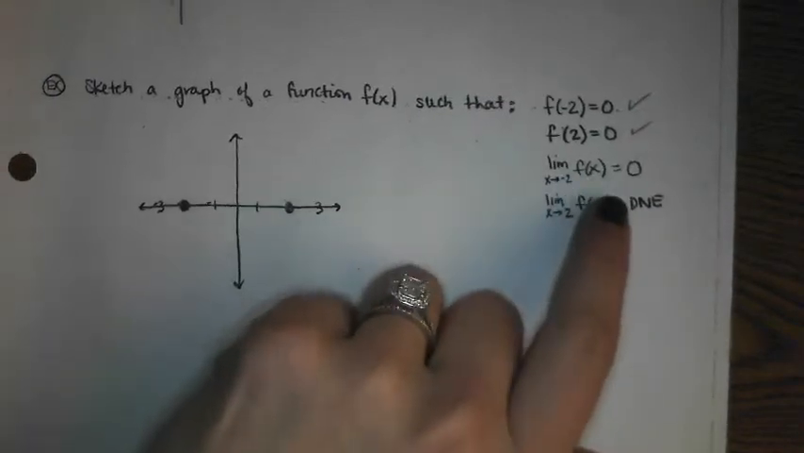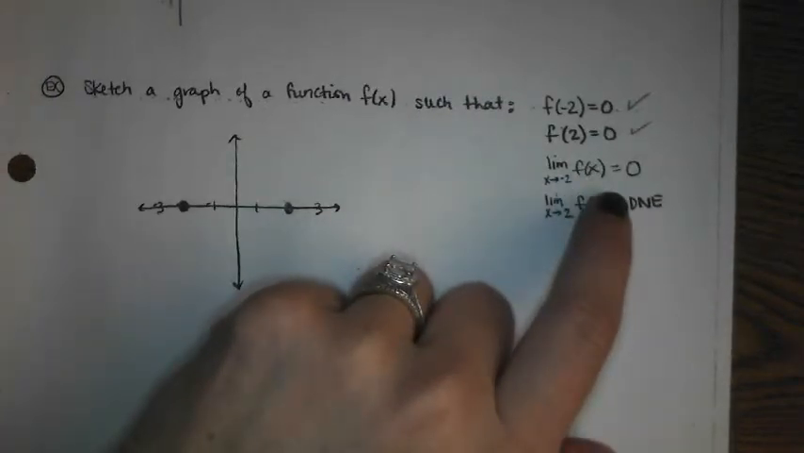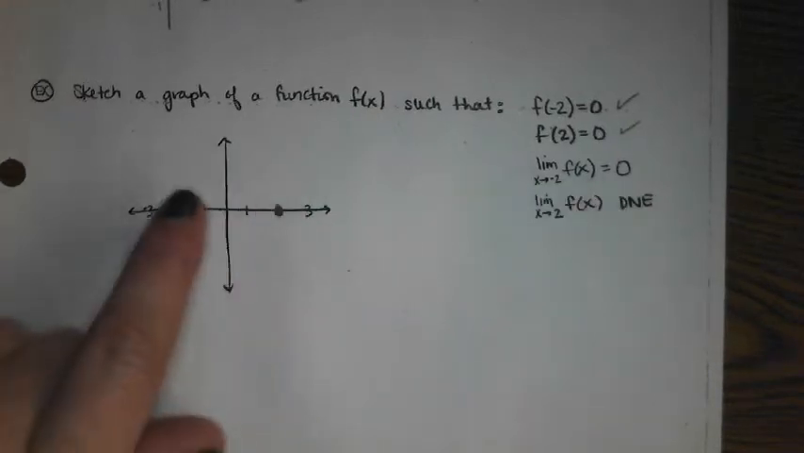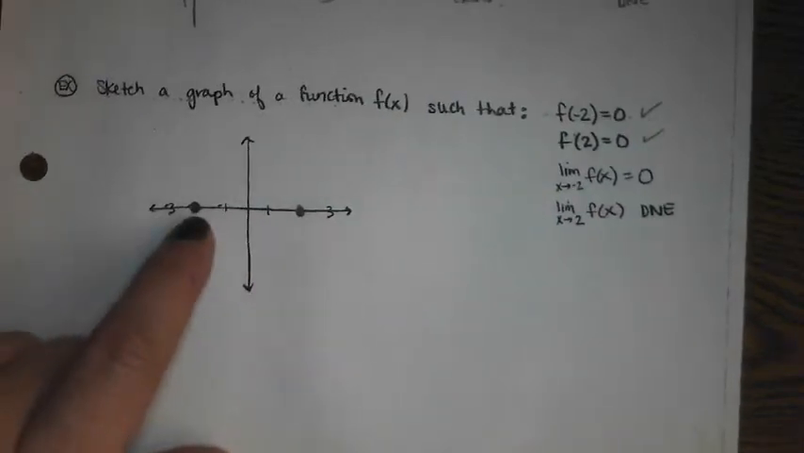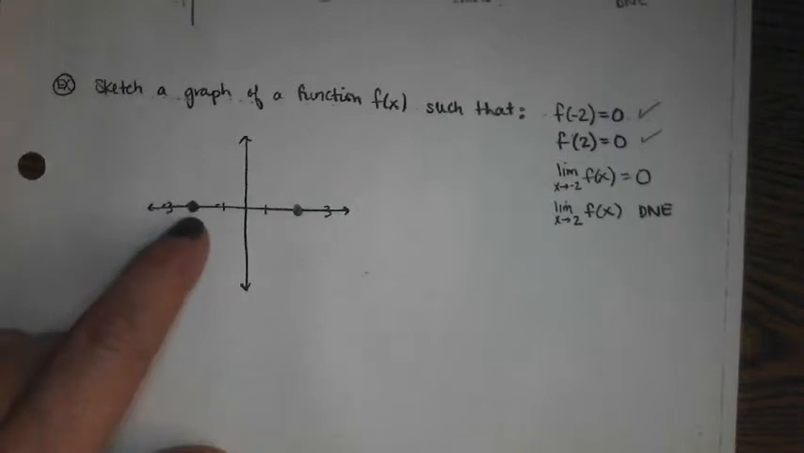Now, the limit as I approach negative 2 has to be 0. So here's negative 2. My limit as I approach it has to be 0. Meaning when I come from the left and when I come from the right, both sides need to be going towards that point, essentially, right?